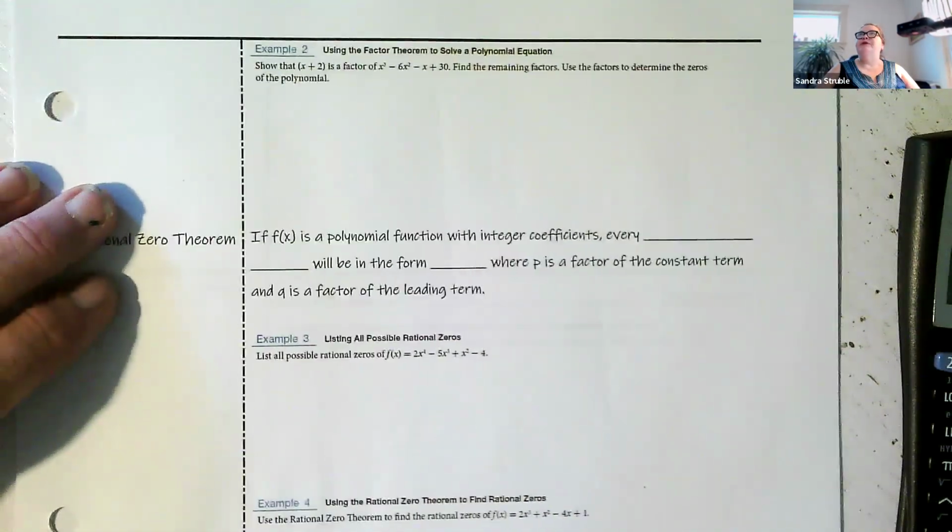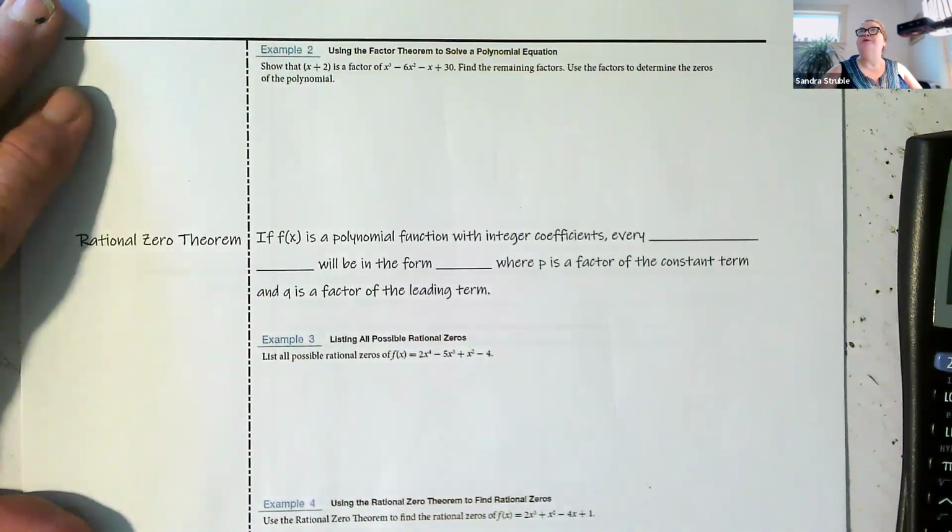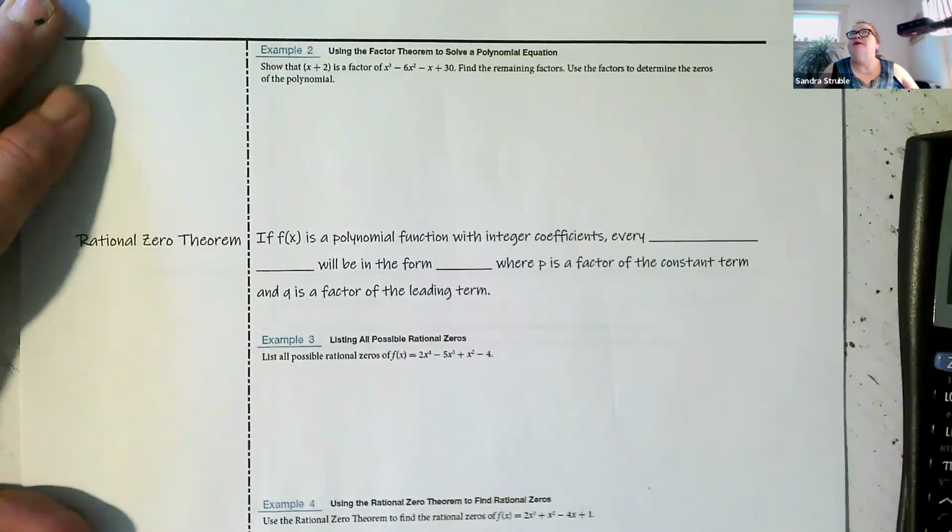Example 2. Using the factor theorem to solve a polynomial, show that x plus 2 is a factor of x cubed minus 6x squared minus x plus 30. Find the remaining factors. Use the factors to determine the zeros of the polynomial.